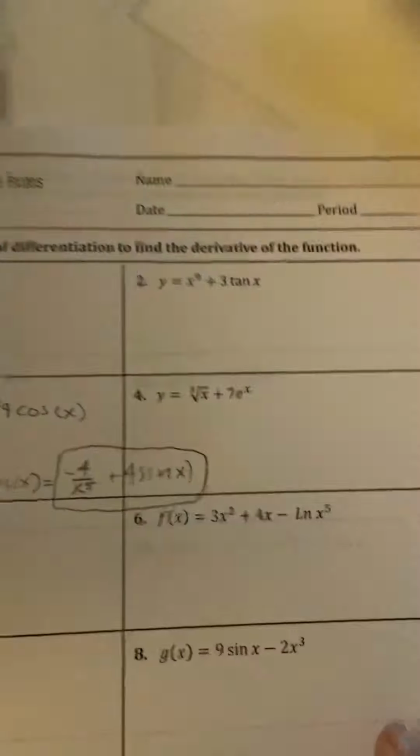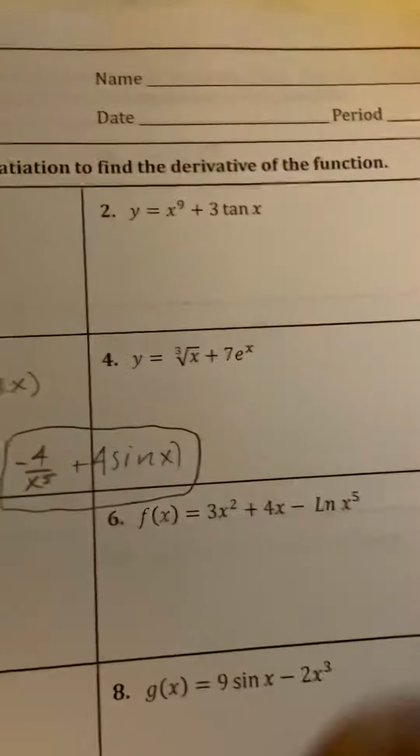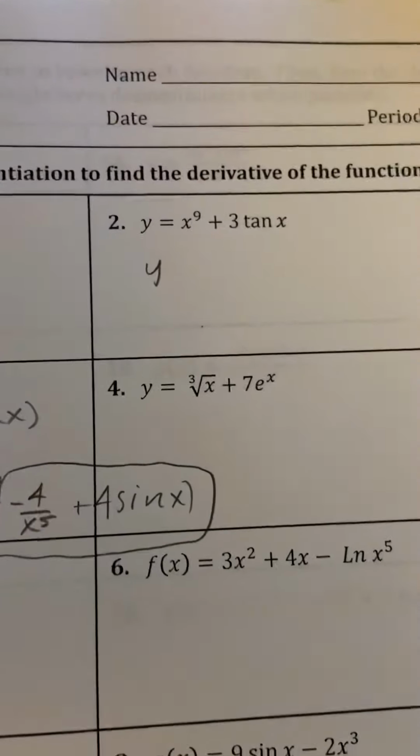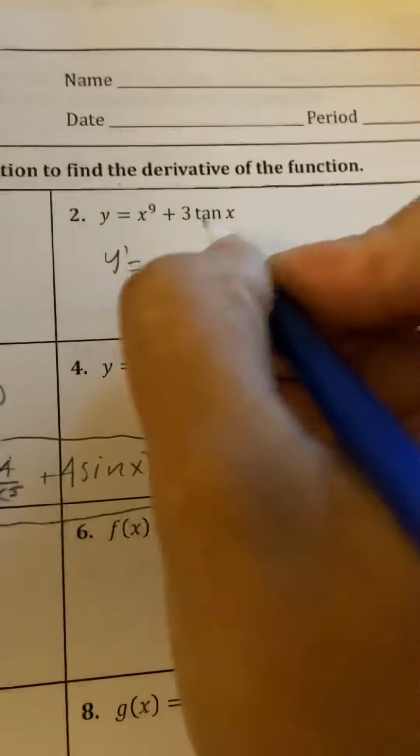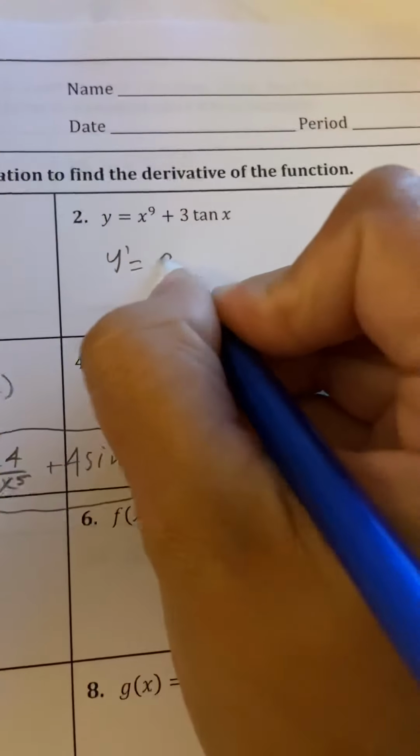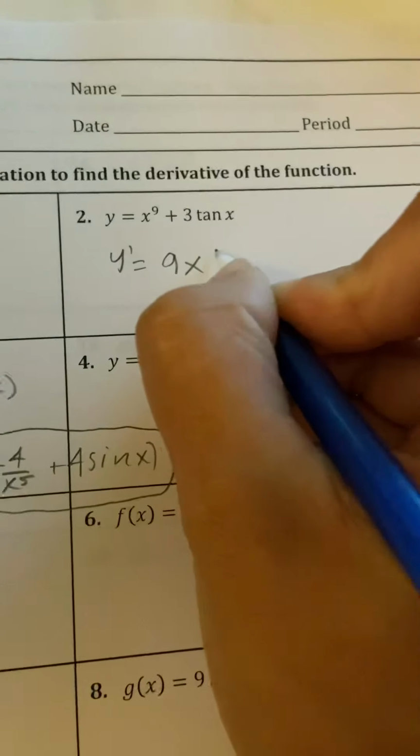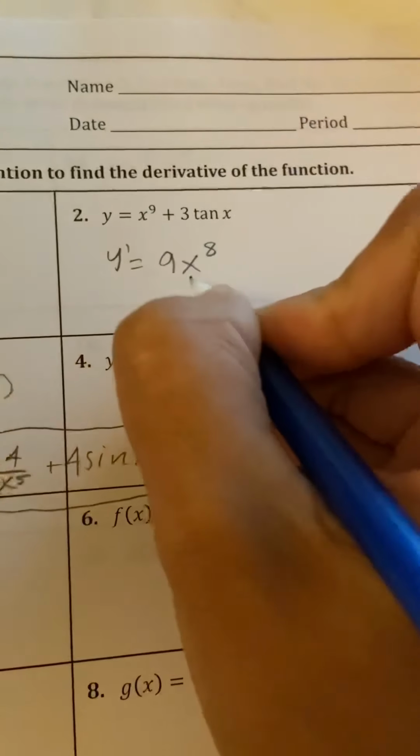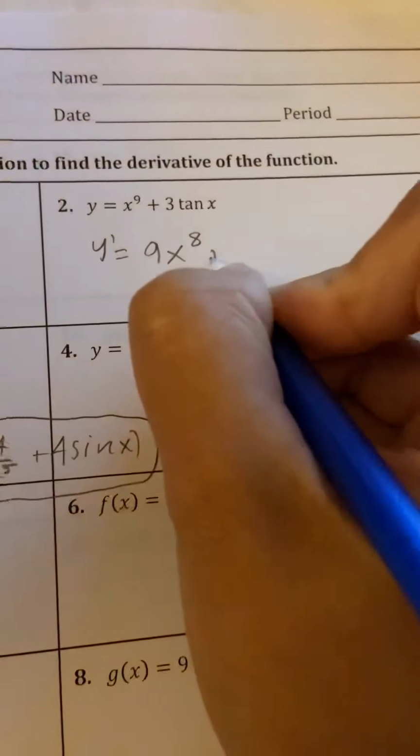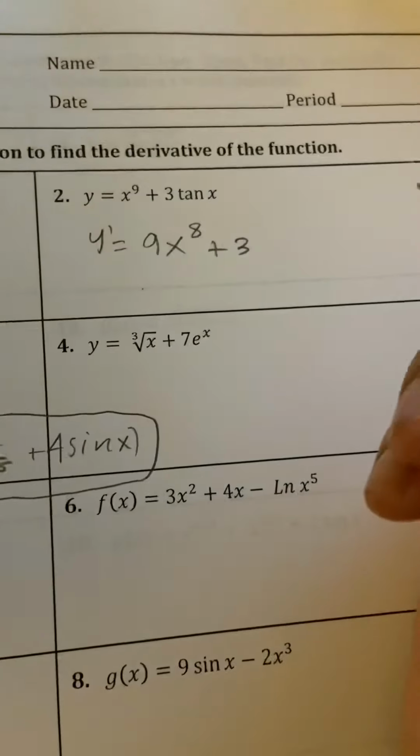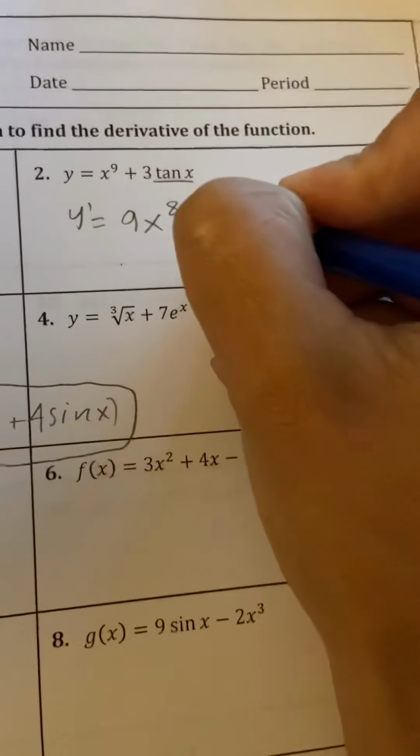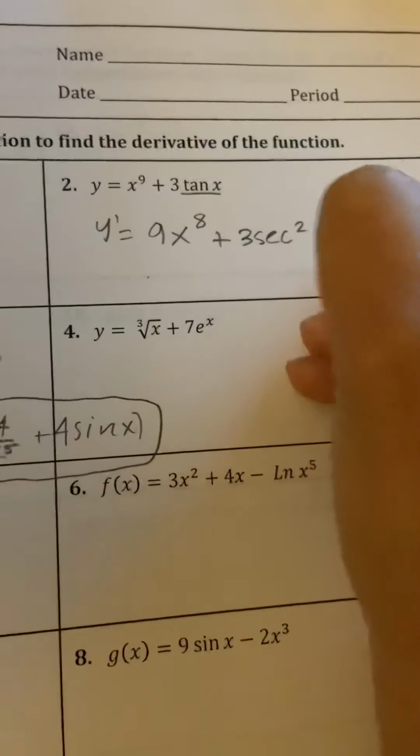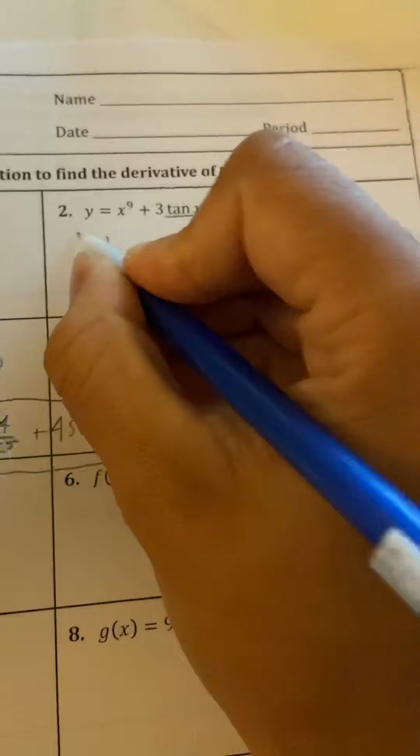Okay, let's look at number 2. Oh my god, I don't know why it keeps blurring out. Y prime is equal to, move your exponent to the front, 9x, subtract 1 from the exponent, so the derivative of the first term is 9x to the power of 8, plus 3 is just a constant, so bring it down. Derivative of tangent, we learned on Friday that it was secant squared x. So that is my answer for number 2.